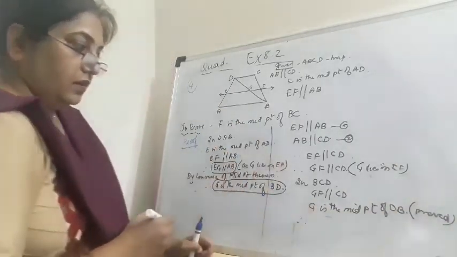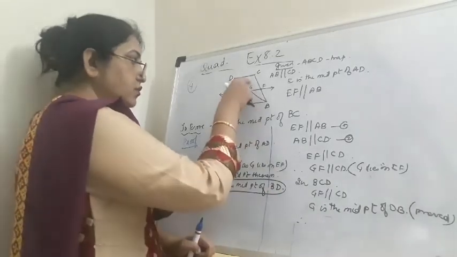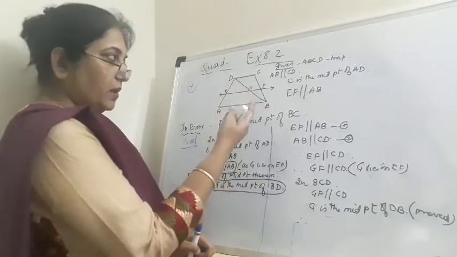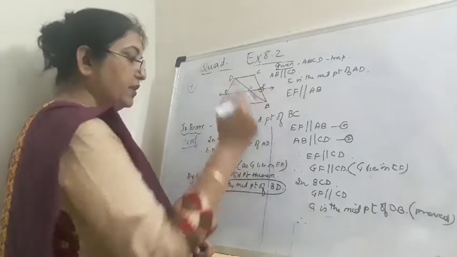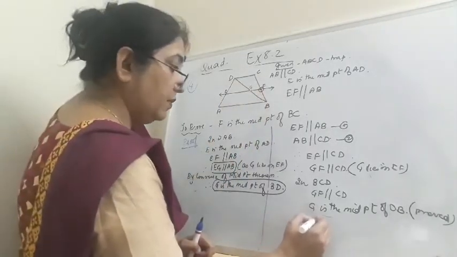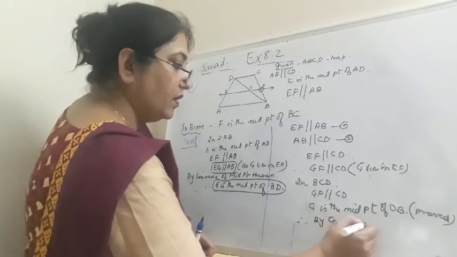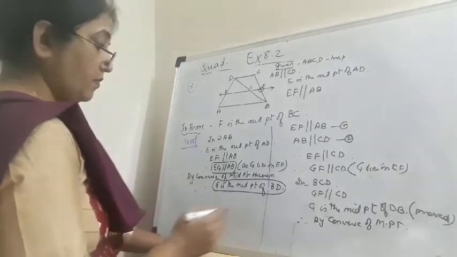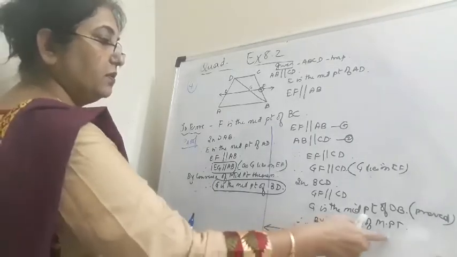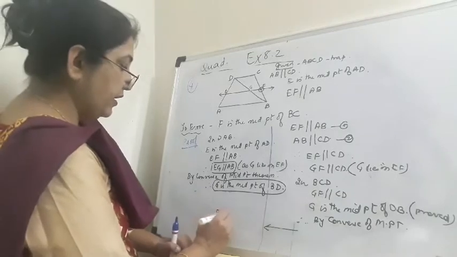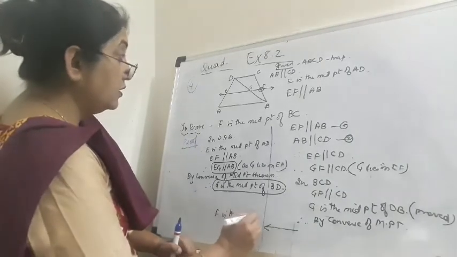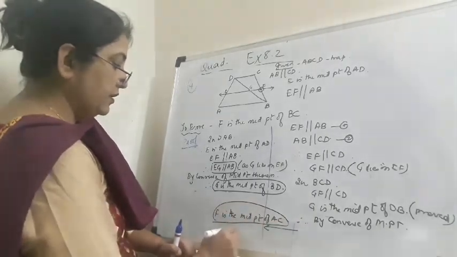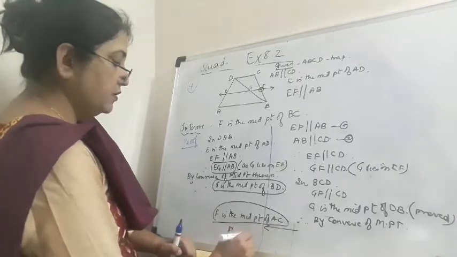Therefore what? Now GF is parallel to CD, and on GF, one is a midpoint. So therefore, according to the converse of the midpoint theorem, F will be the midpoint of BC. So by the converse of the midpoint theorem, we write F is the midpoint of BC. Okay, so this is what we had to prove, hence proved.